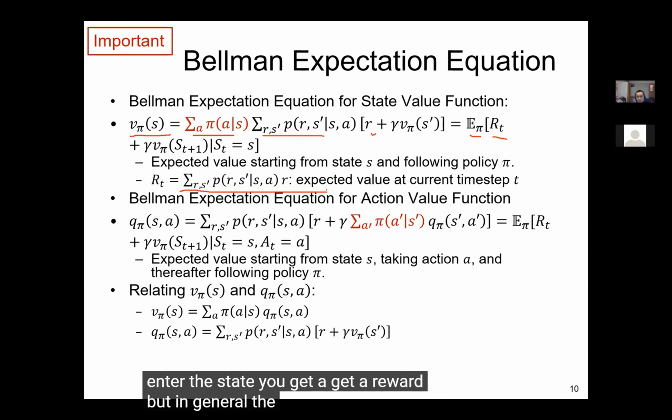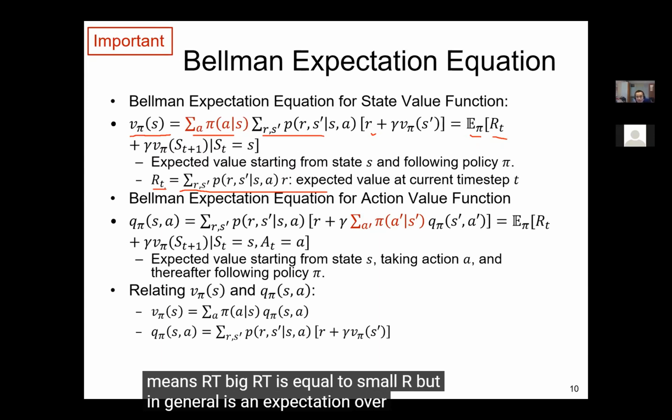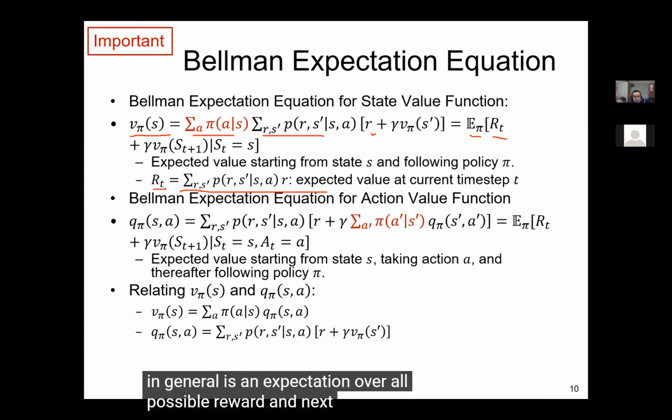But in general, the reward may depend on the S prime. So from the same S and A, depending on a different S prime, you may get a different reward. That's the general case. But in most cases in this lecture, we only have a single reward for the same state and action. So this expectation typically just means big RT is equal to small r. But in general, it's an expectation over all possible rewards at the next state.